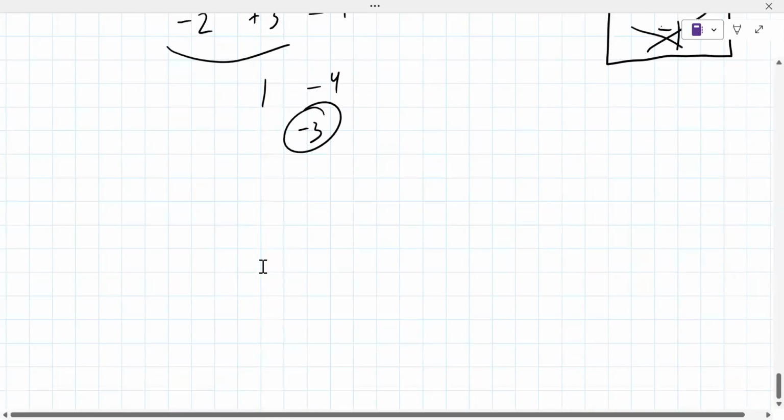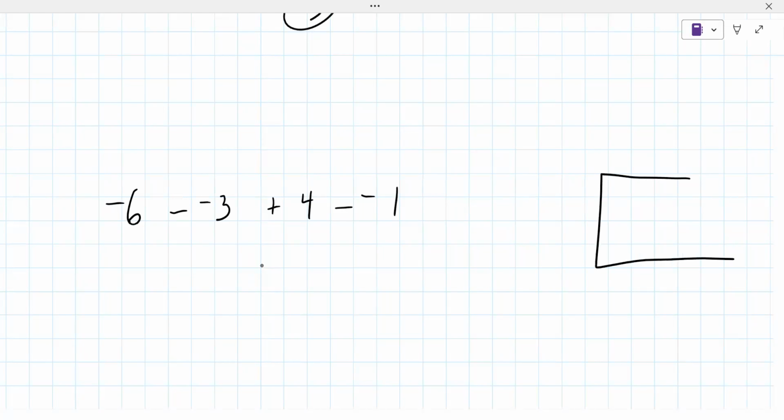Okay, let's do a couple more here. -6 minus a -3 plus 4 minus a -1. First we're going to start off by making the two negatives a positive. So just -6 plus 3. That should be -3.